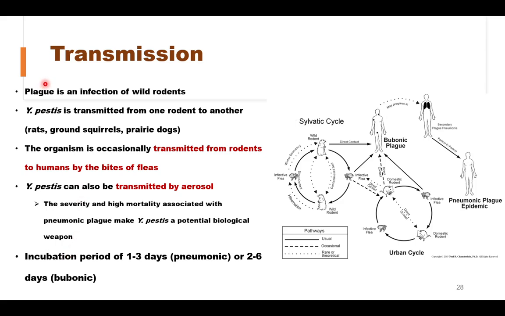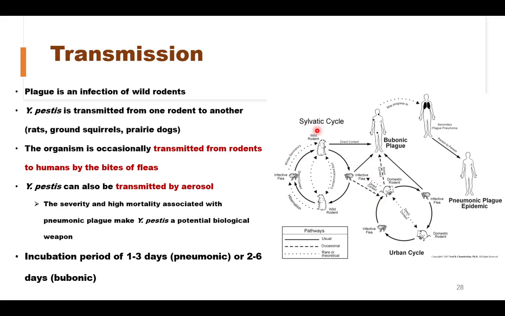So what is transmission like? I want you to look at this diagram and pay attention to the arrows. The solid arrows show the usual mode of transmission, okay? Then you have the broken arrows with relatively long short lines, as occasional, it can occur occasionally. I'll explain this later, but I want you to pay attention to the arrows. And then you have the dots, which represent rare or just theoretical, okay? So what do we have? We have the sylvatic cycle and the urban cycle.